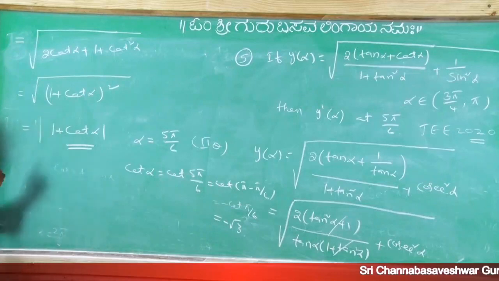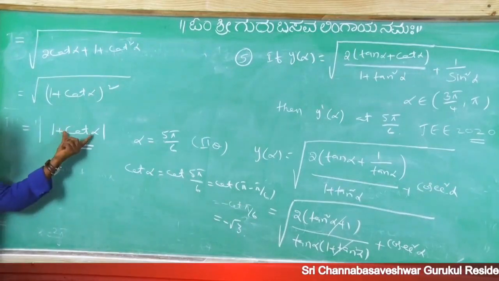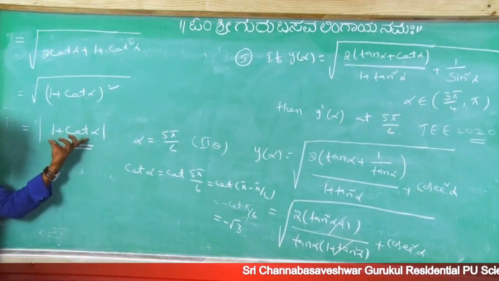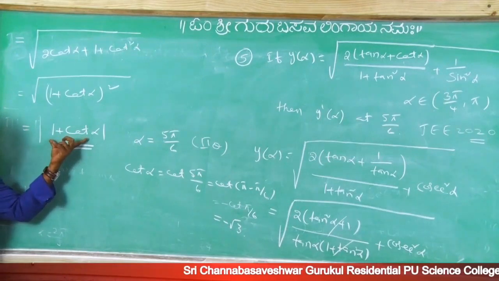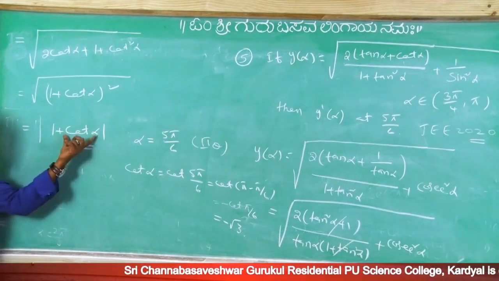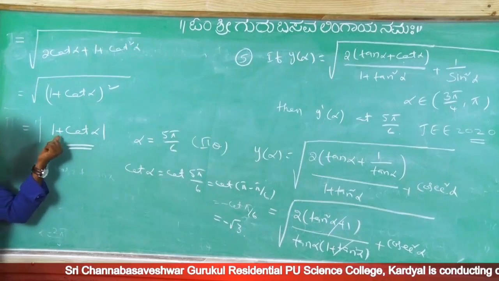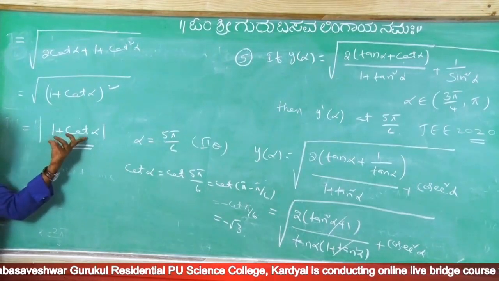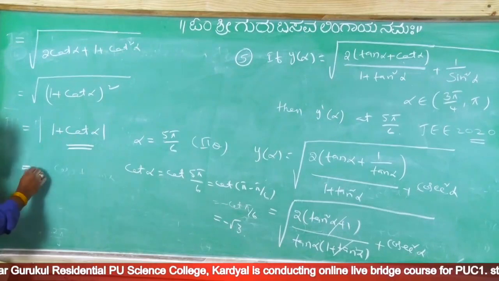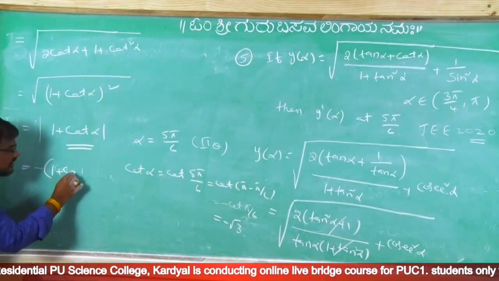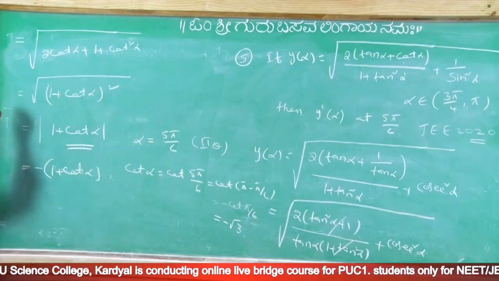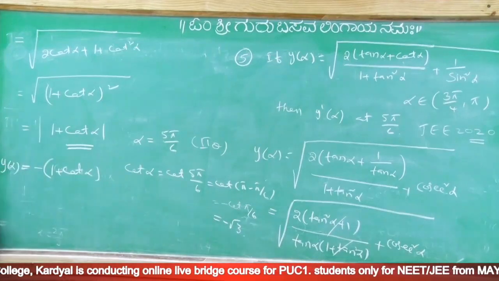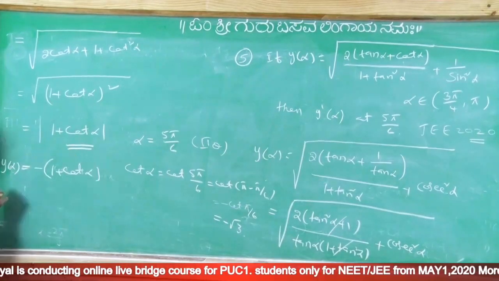Once you observe here, 1 plus minus root 3, which is more than 1 in magnitude, means this total value is negative or positive? Here 1, and this is more than 1, in between there is a minus. So definitely this value is negative. So that's why here we have to write minus of 1 plus cot alpha. Now this is y of alpha. After that we have to do the differentiation.